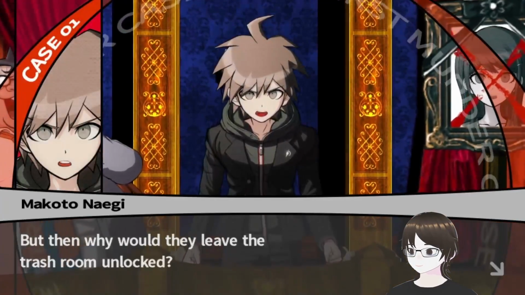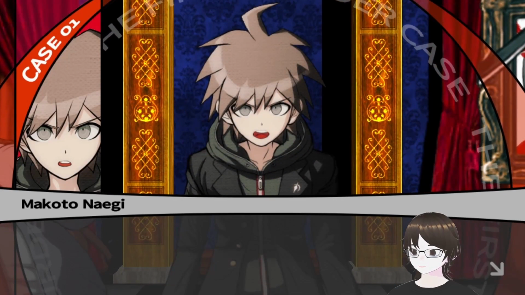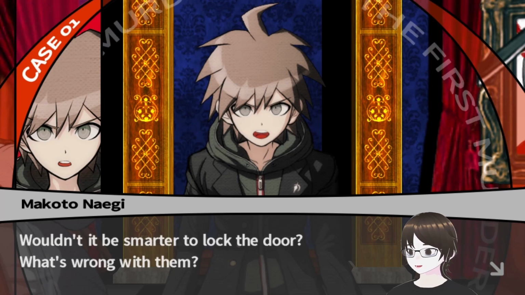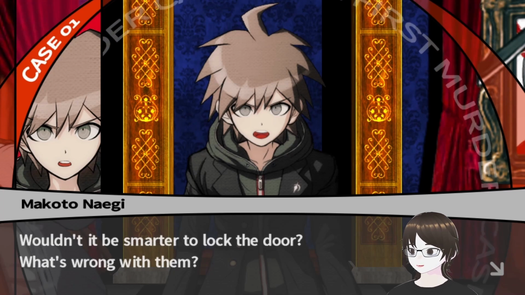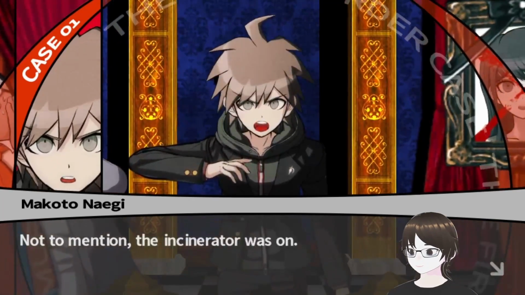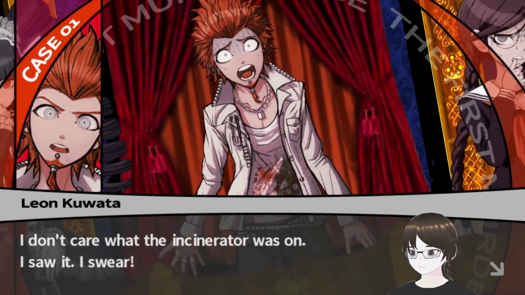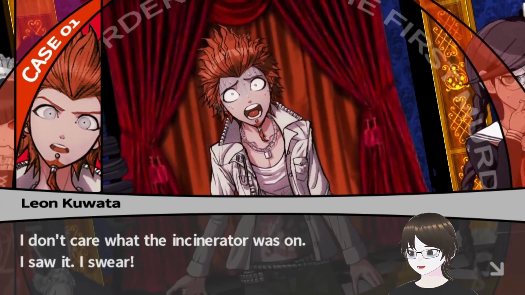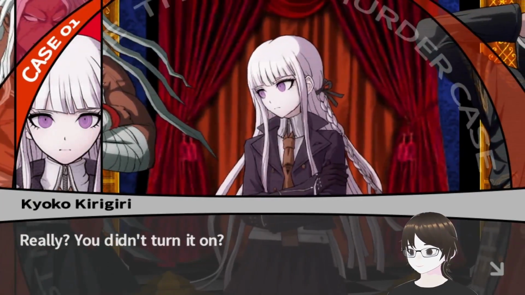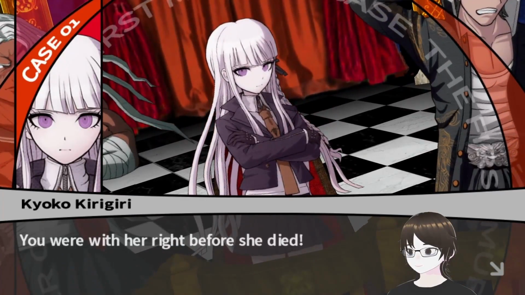But then why would they leave the trash room unlocked? I mean, maybe it just wasn't on purpose. Wouldn't it be smarter to lock the door? What's wrong with them? Oh, maybe Hero was the one that left it unlocked because the crystal ball was next to the incinerator. Not to mention, the incinerator was on. I don't care if the incinerator was on. I saw it. I swear. Wow, what a line. That's incredible. Really? You didn't turn it on. Besides, you're the most likely suspect. You were with her right before she died.